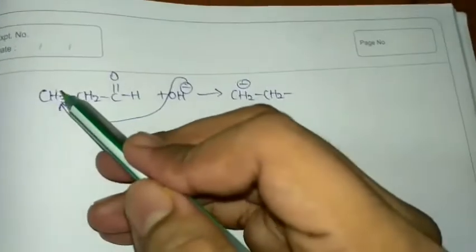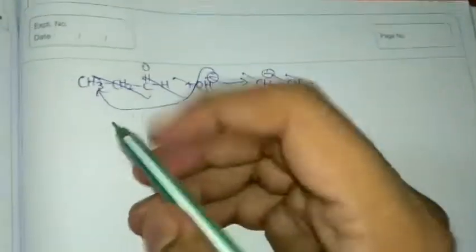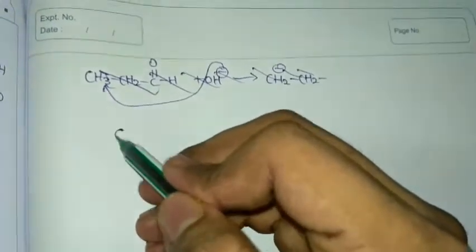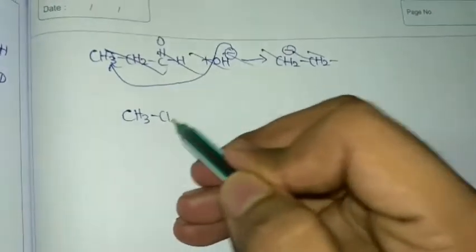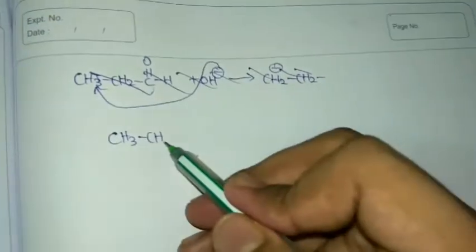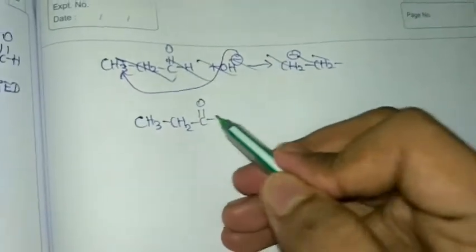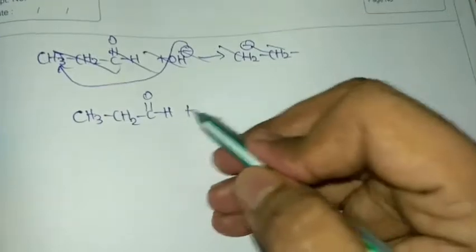Sorry, I made a blunder. Sorry. The alpha hydrogen should be abstracted, right? I abstracted the beta carbon here. So that is a blunder. We should not do that, because I'll say why.